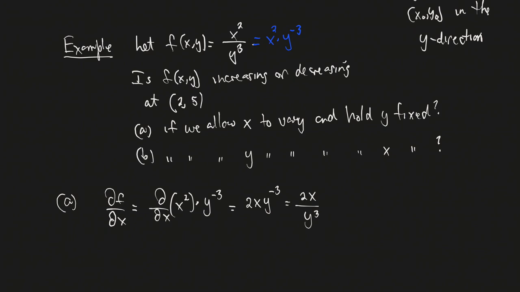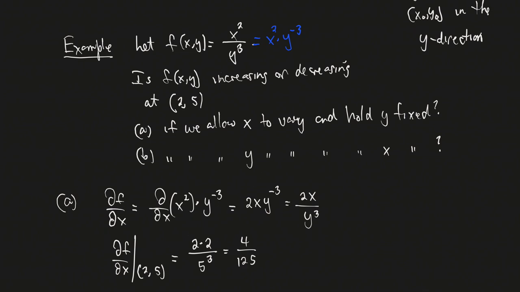And if we now plug in (2, 5), so take our partial derivative and evaluate it at (2, 5), that's 2 times the x value over the y value cubed. So this is 4 over 125. Now, as far as units, right?